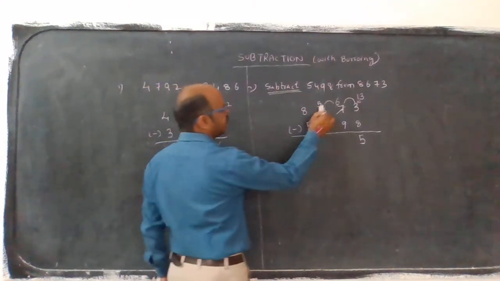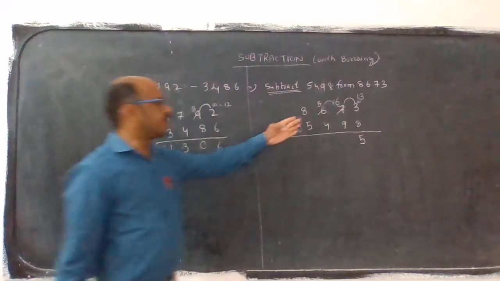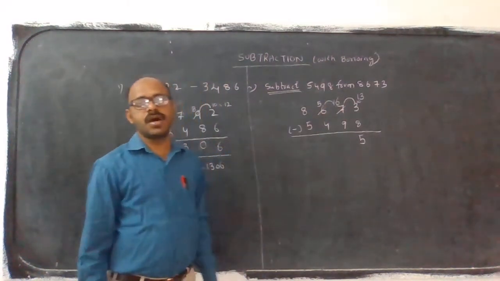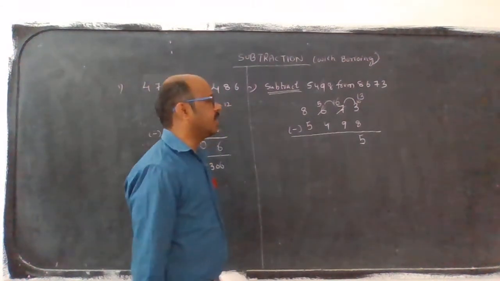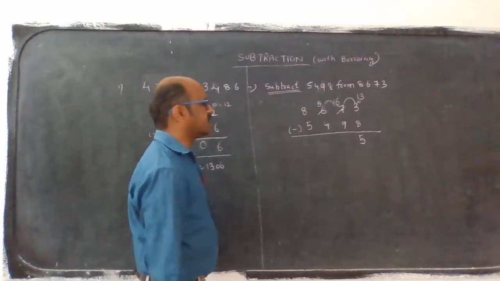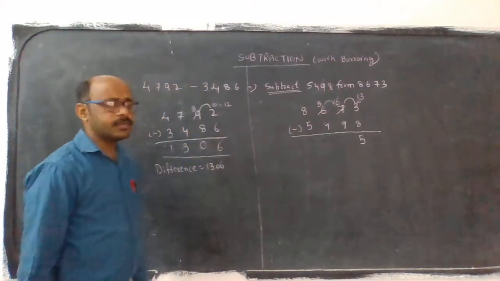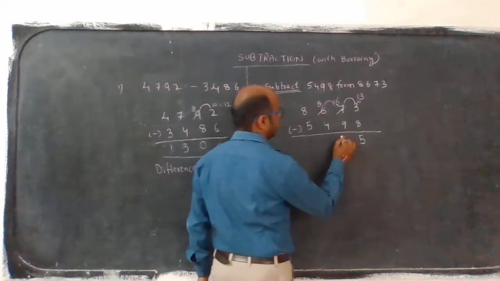Then 6 becomes 16, because from 6 we already took a borrow. A borrow always carries 10. So it will be 16. 16 compared to 9, 16 is the bigger number. So 16 minus 9. 16 minus 9 is 7, right?